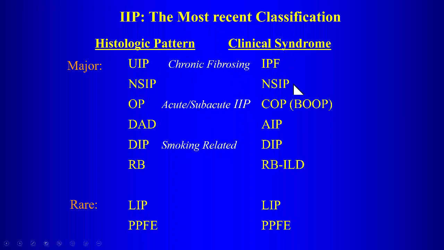For NSIP, the terminology is the same. The histologic pattern of organizing pneumonia is the pattern associated with the idiopathic interstitial disease. Cryptogenic organizing pneumonia used to be called BOOP, but now we call it cryptogenic organizing pneumonia. The histologic pattern of diffuse alveolar damage, essentially ARDS, is associated with the clinical syndrome, the clinical idiopathic interstitial disease, acute interstitial pneumonitis. DIP and DIP are the same. RB, RBILD, very similar. LIP, LIP the same, and PPFE, PPFE. There, the terms are the same.